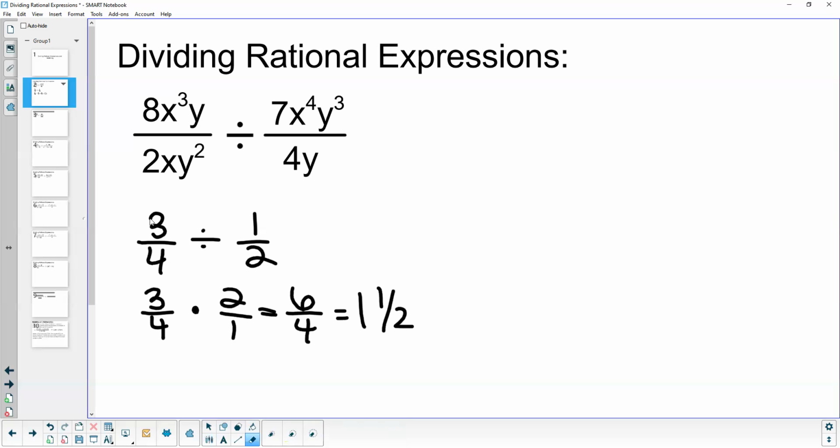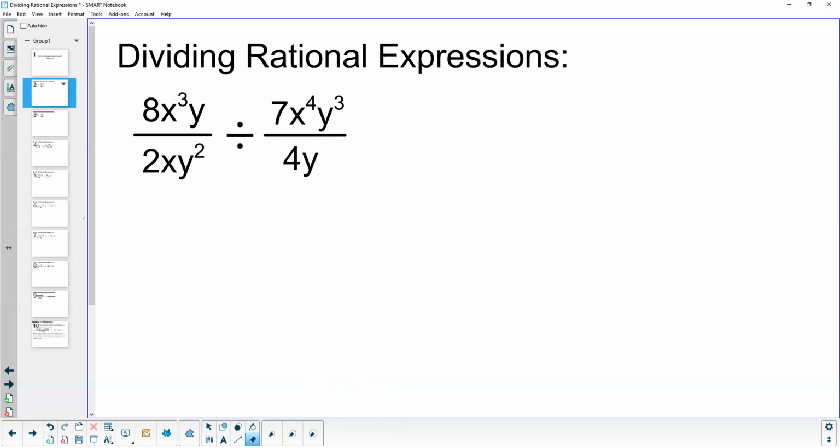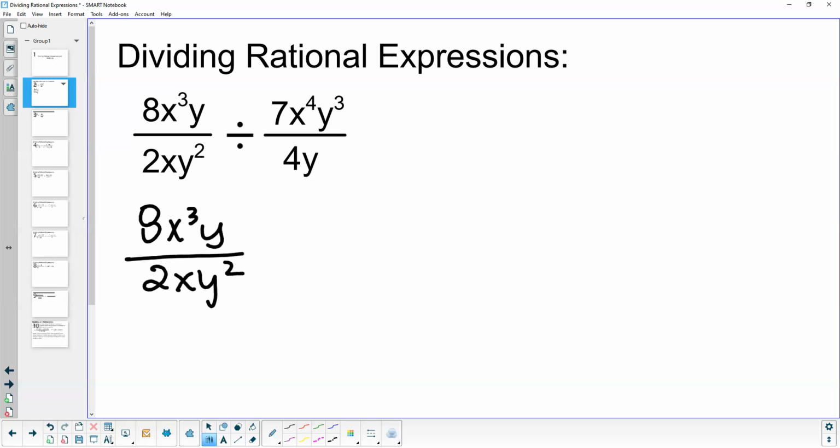When it comes to rational expressions, because they are just fractions with variables in them, we are going to follow the same rules that we do when we are just dividing fractions. Keep, change, flip the action, flip the fraction, whichever one you like. So the first one stays the same, 8x cubed y over 2xy squared. We're going to flip our sign, so now we multiply, and flip our fraction over, 4y over 7x to the 4th, y to the 3rd. Then we can follow through just like we were when we were multiplying.